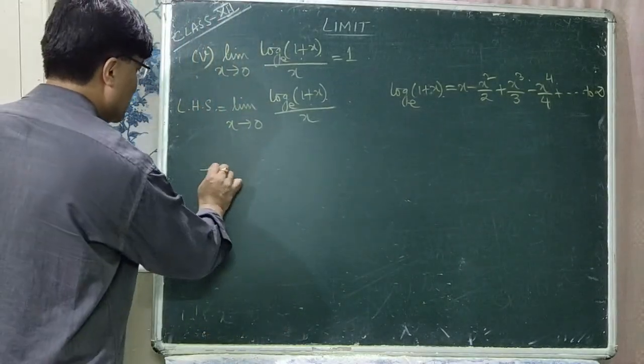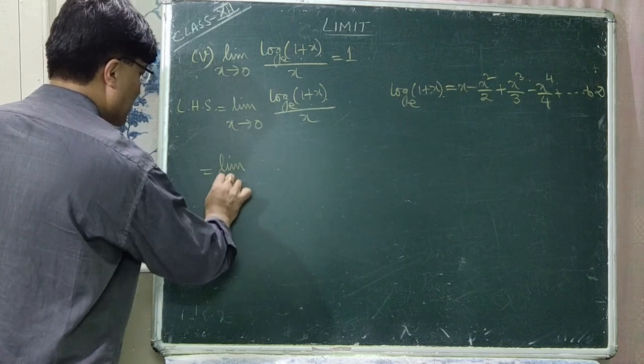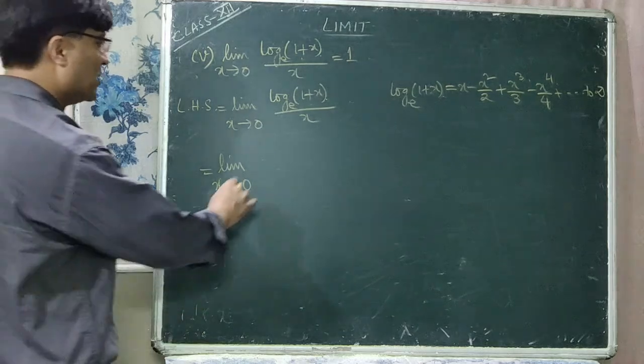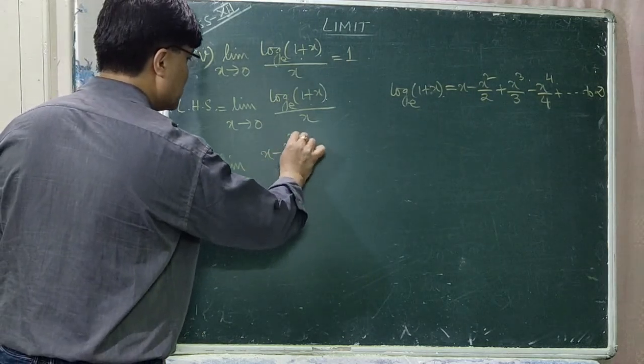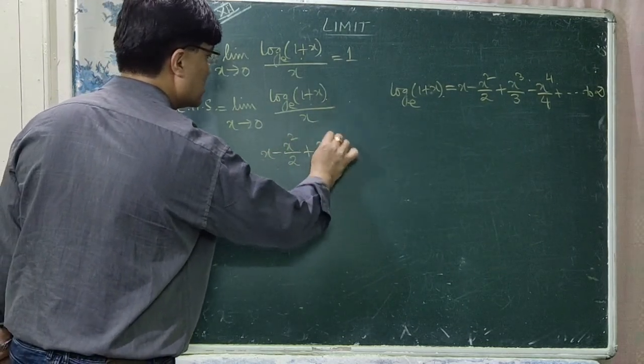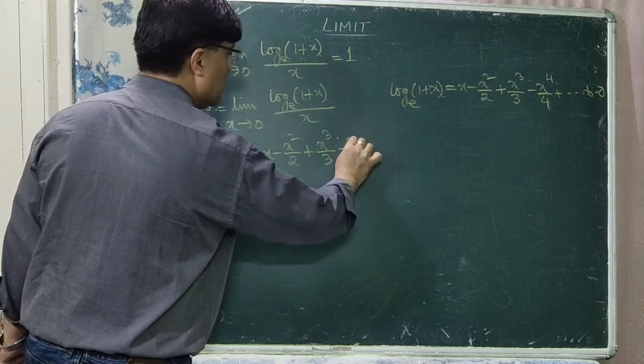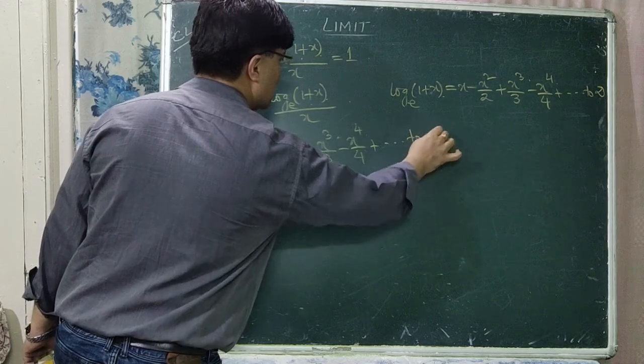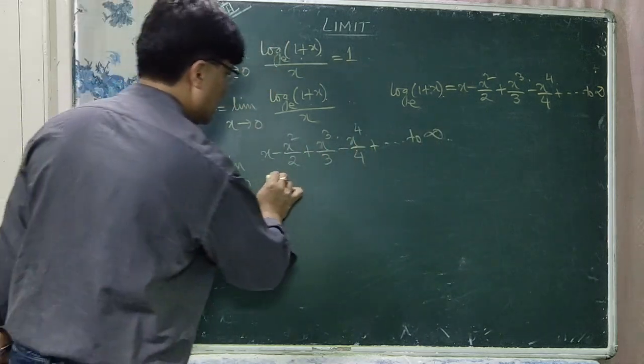Okay, so which is equal to limit x tends to 0. Let us put the formula for log of 1 plus x. What is it? X minus x square by 2 plus x cube by 3 minus x to the power 4 by 4 plus dot dot dot, it goes up to infinity.